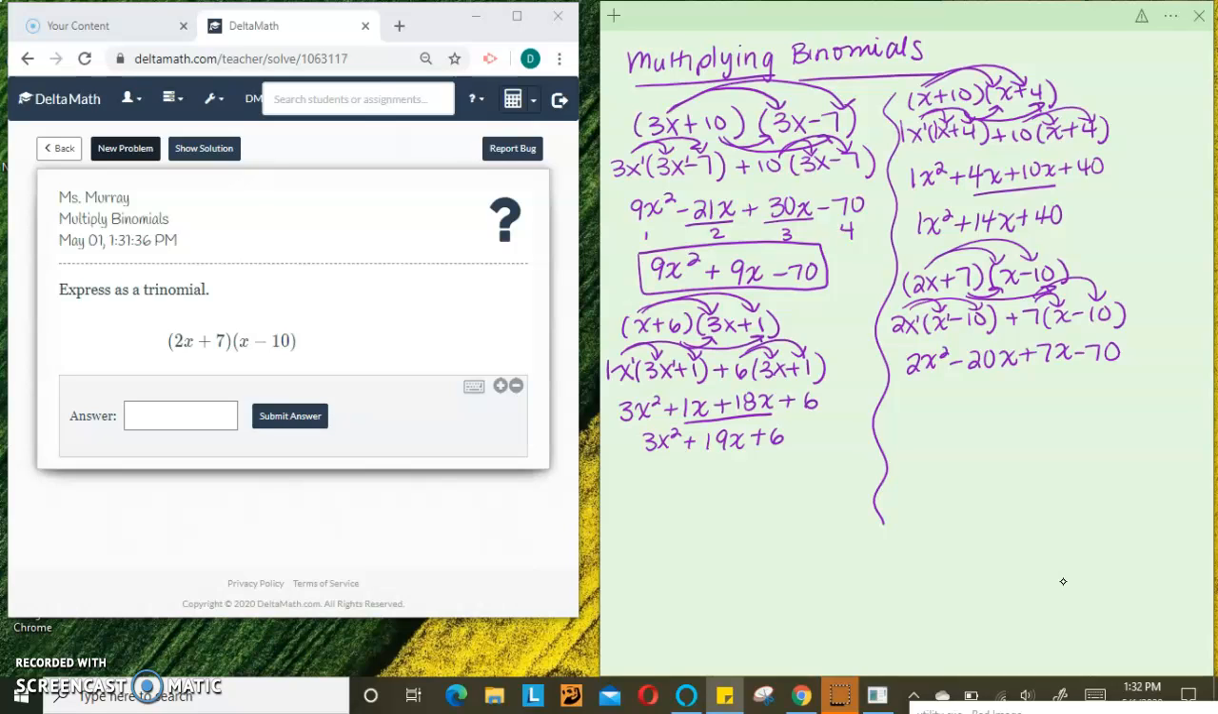If you notice, it's following pretty much the same procedure each time, and you're always originally getting 4 terms, and then those middle terms combine. To make your final answer have 3 terms, negative 20x and 7x is negative 13x minus 70.